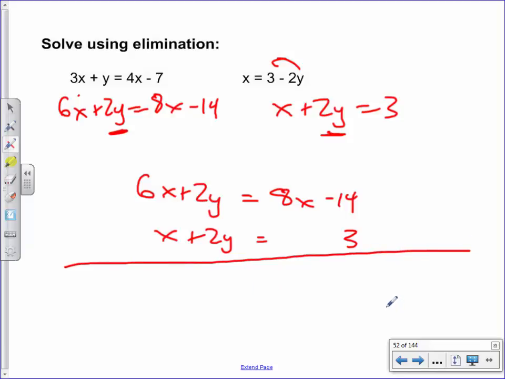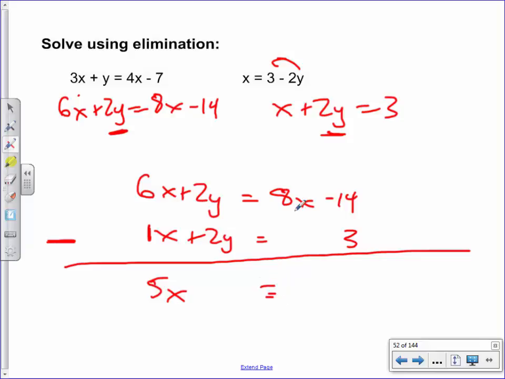Hopefully this is kind of familiar. Maybe not in this exact way, but okay. I'm now going to subtract equations from each other. What is 6x minus 1x? Perfect, okay. This next step is the whole point of the elimination. What is 2y minus 2y? Nothing. I have now gotten rid of y.